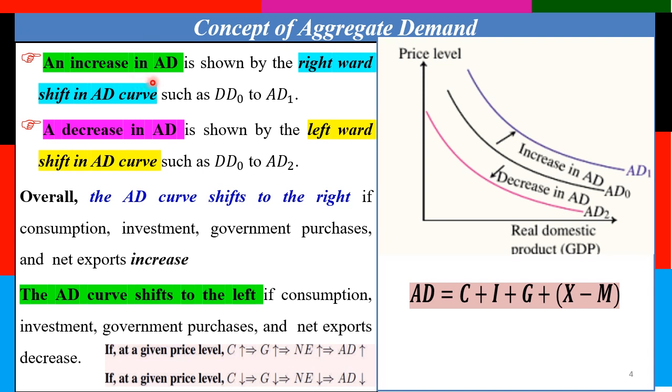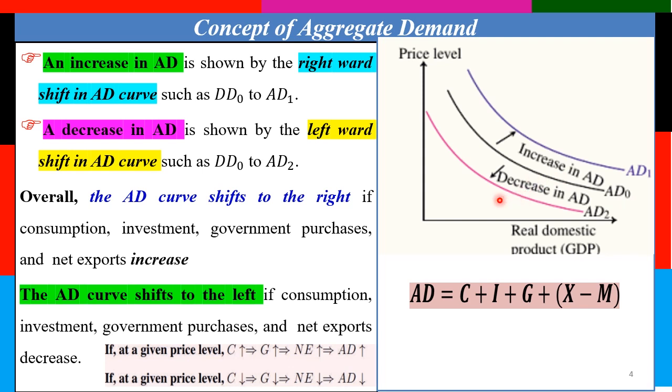Overall, an increase in aggregate demand is shown by the rightward shift in the aggregate demand curve, such as from D0 to D1, aggregate demand 1. Increase in aggregate demand means the demand curve shifted to the right from D0 to D1. Decrease in aggregate demand means a shift to the left from D0 to D2. This is from D1, from the black line to the pink one.